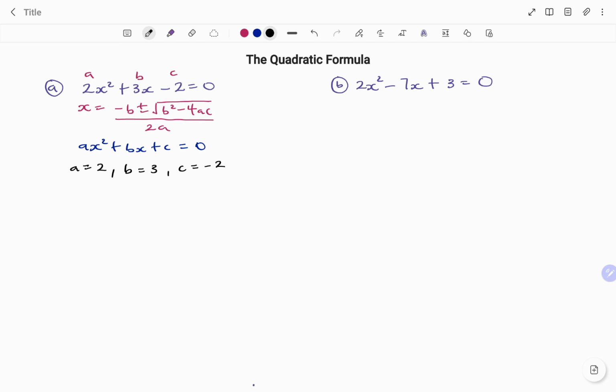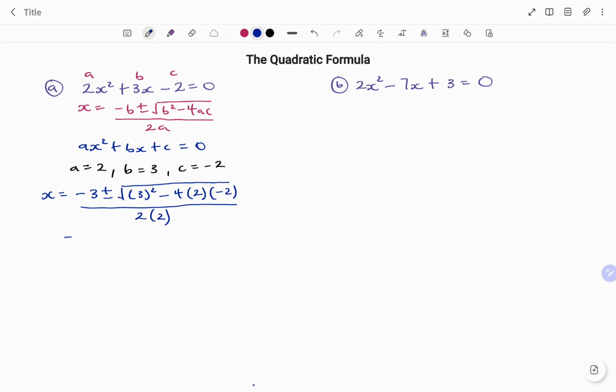Slotting that back into my quadratic equation, I'm going to have x equals minus b, that's minus 3, plus or minus the square root of b squared, that's 3 squared, minus 4 times a, that's 2, times c, minus 2, divided by 2 times a, that's 2 times 2 because my a is 2.